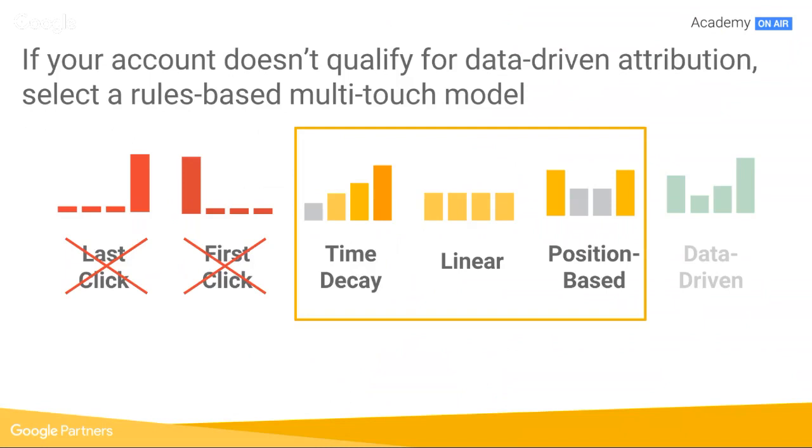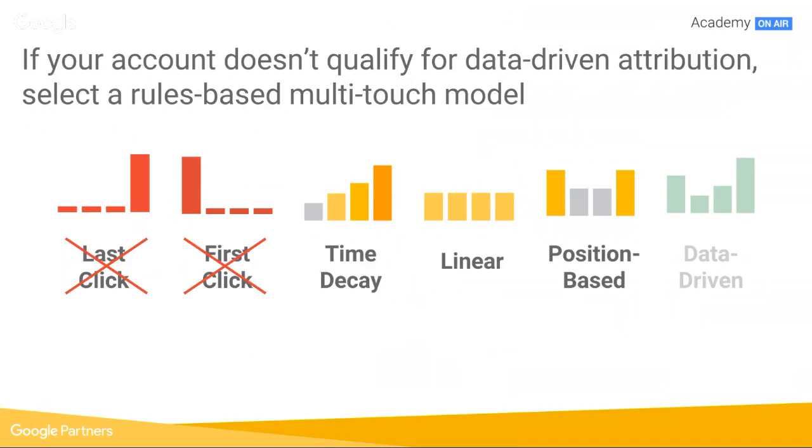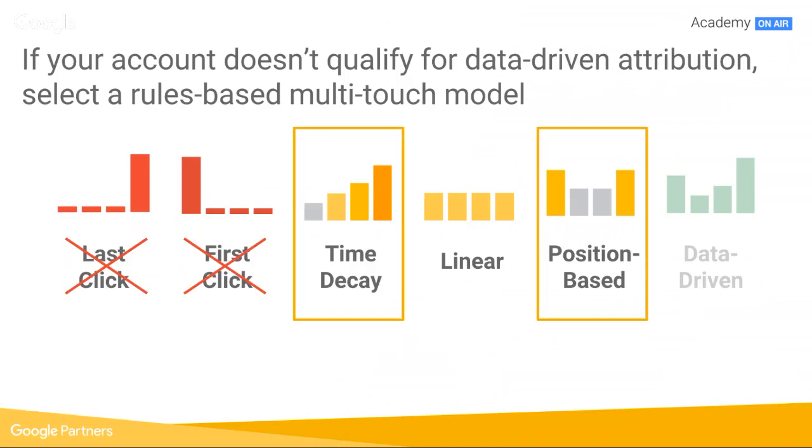But to be honest with you, the linear one doesn't cut it, really, does it? Linear is just too easy, just too much of a simplification. Not every step is as important as the other. So what we recommend is a choice between time decay and position-based, so either one of the two.